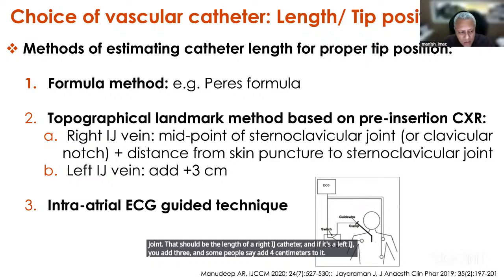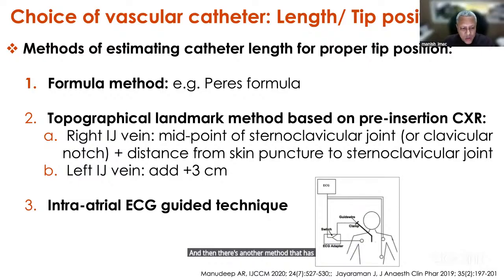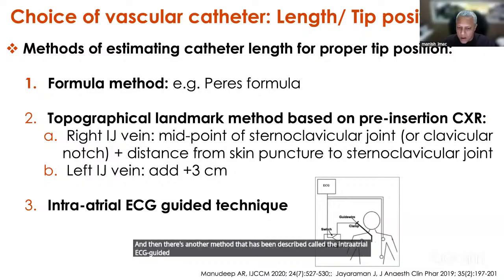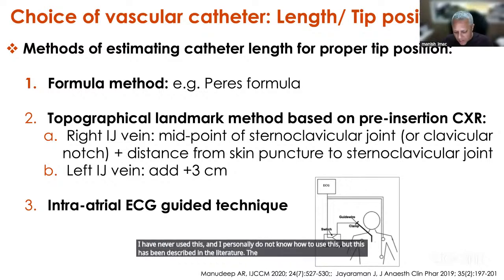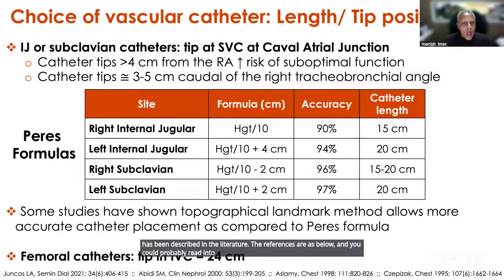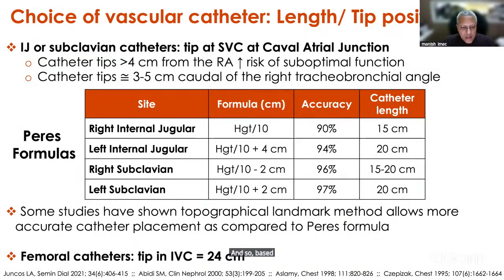And then there's another method that has been described, called the intra-atrial ECG guided technique. I have never used this, and I personally do not know how to use this, but it has been described in the literature. The references are as below, and you could read into this. Based on these methods and formulas, you can choose the length of your catheter.